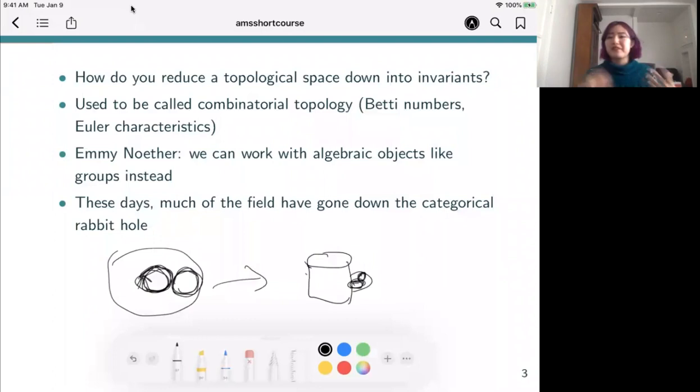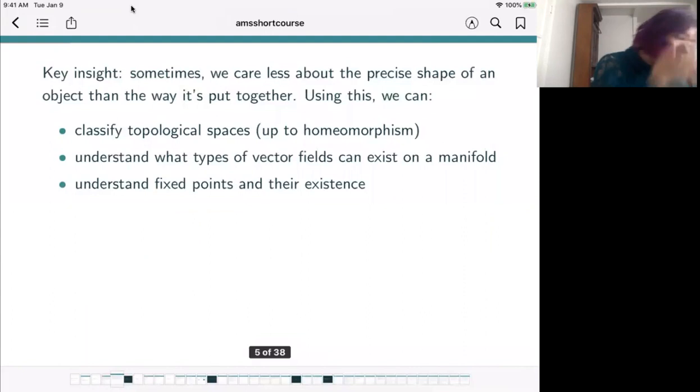These days, if you look at the field, a lot of it is really categorical. I'm not really going to be talking about that, even though there are applications of category theory and the parts of algebraic topology that look like category theory. If you're interested in that, ask me a question or send me a DM and we can chat about what's up there. Okay, so let's move on.